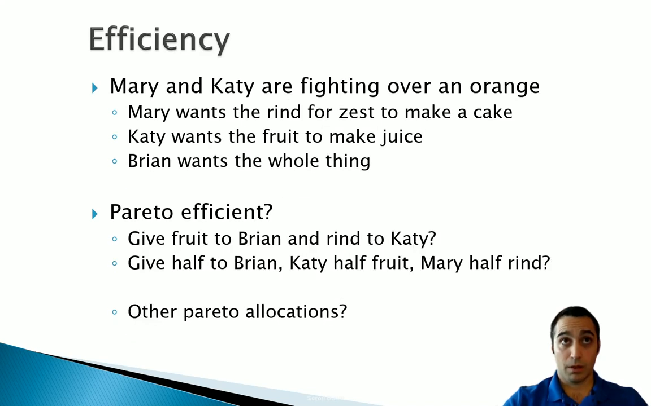So now, all right, now we're moving on to more exotic splits. Try each of these. First, give Brian the fruit and give Katie the rind. Is that a good allocation?